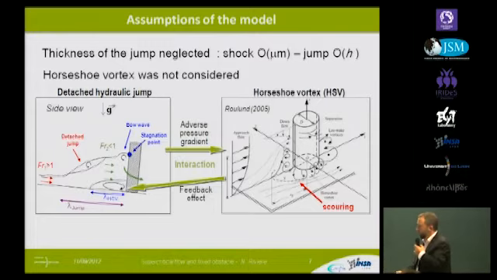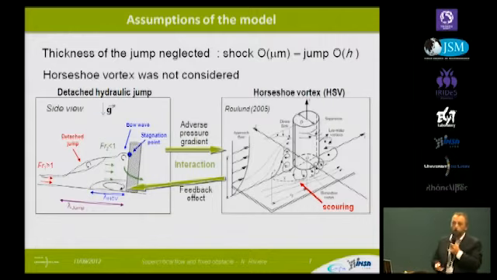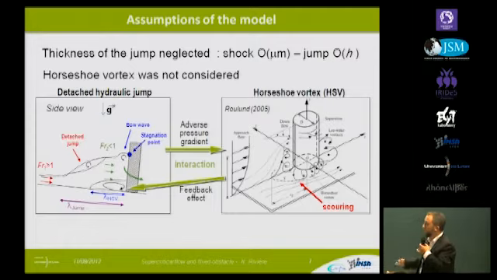The first assumption of the model is that the jump has no thickness. This is completely true for shocks. They are about 1 micron of thickness, but the jump has a thickness of about the water depth. So with our flows, it's about several meters. Second, and more important, is the horseshoe vortex that was not considered.